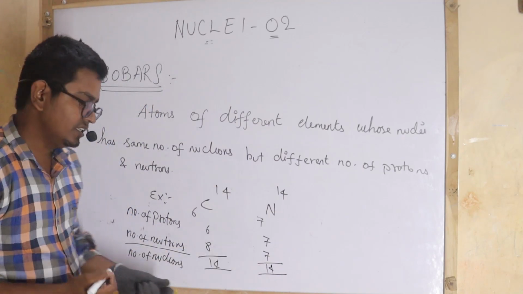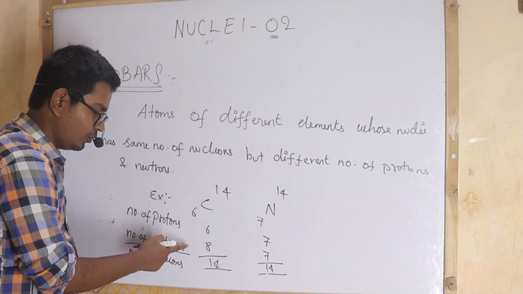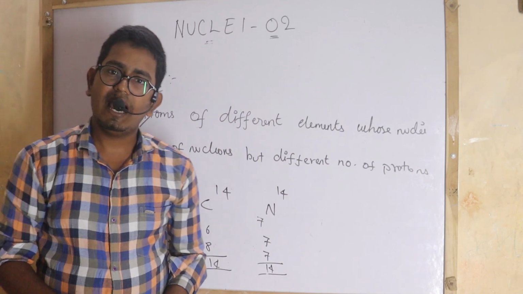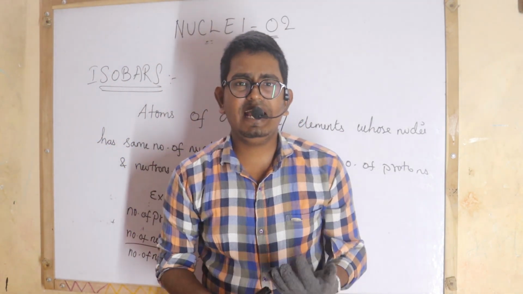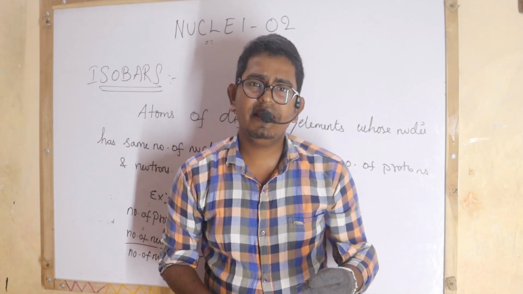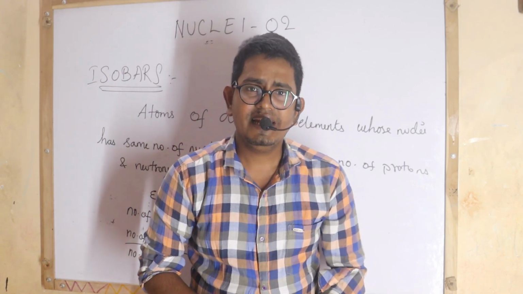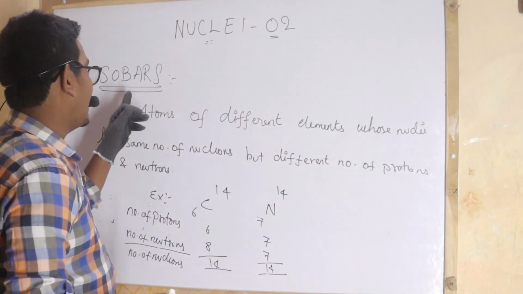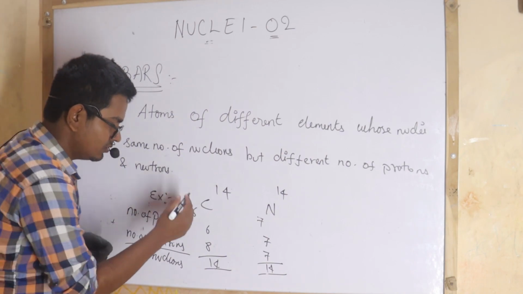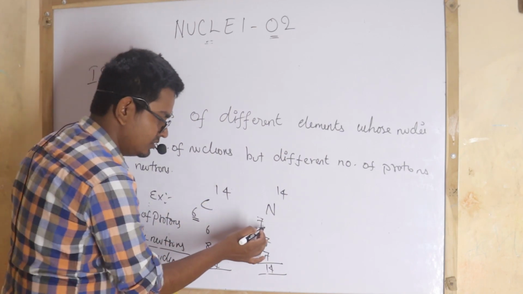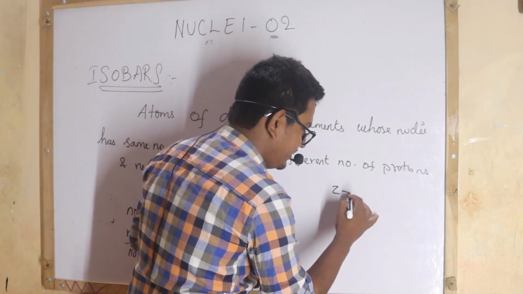So as you can see here, the number of nucleons is same, but the number of protons and number of neutrons are varying. So once the given elements are varying with the number of protons and with the number of neutrons, we can say that the given elements are known as isobars. You can see one more thing. It is the atomic number which is varying here. So atomic number is different.